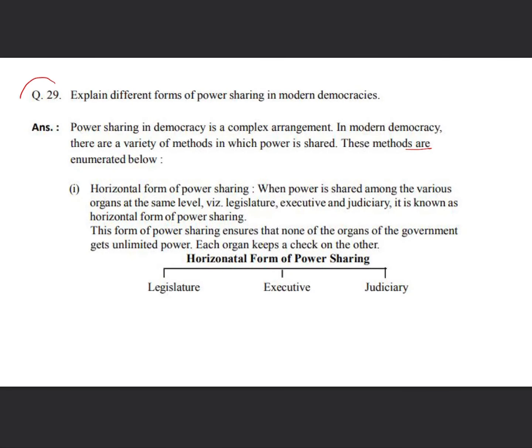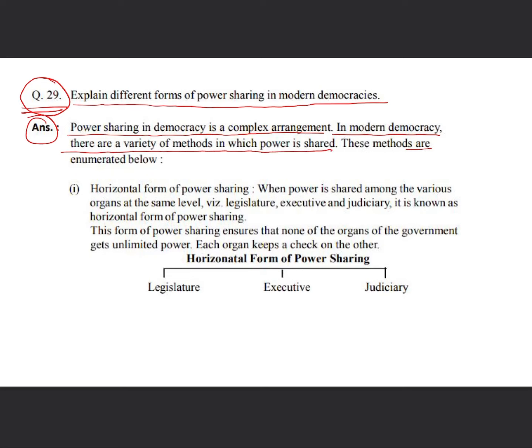Next question. Question number 29. Explain different forms of power sharing in modern democracies. Answer. Power sharing in democracy is a complex arrangement. In modern democracy, there are a variety of methods in which power is shared. These methods are enumerated below.